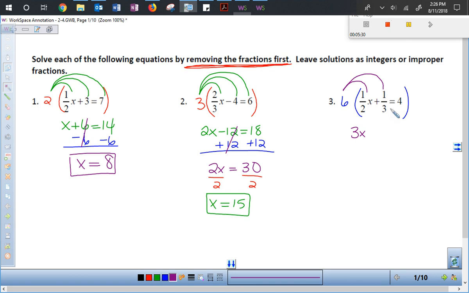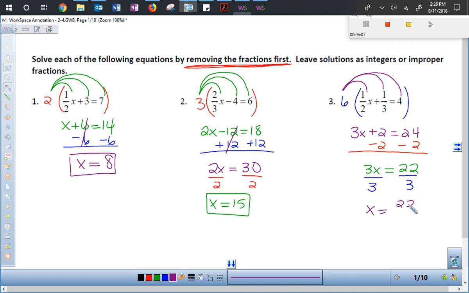6 times 1/3, so I'll start with this denominator. 3 goes into 6 2 times. 2 times 1 is 2. Equals 6 times 4 is 24. Now we can solve. So we can subtract 2 from each side. And we'll be left with 3x equals 22. Divide each side by 3. And x is going to be equal, 22 over 3 cannot simplify, so it's just left as 22/3.